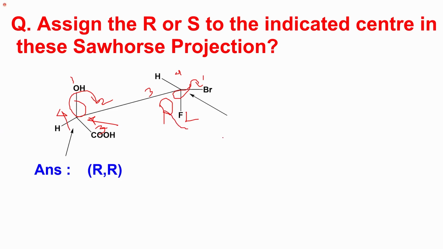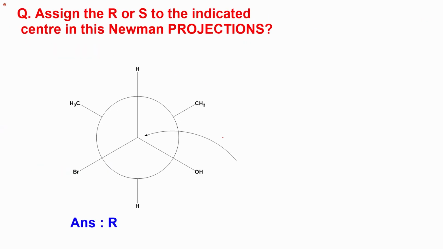Okay. So now this is also important. This Sawhorse projection we have discussed. We discussed in the Fischer projection whether it is R or S, and now we have discussed the Sawhorse projection. This is also done. So in total we have discussed three ways: the first is the Fischer, the second is the Sawhorse, and the third is the Newman projection. In the Newman projection, we need to see whether it is R or S. So how will we see whether it is R or S?